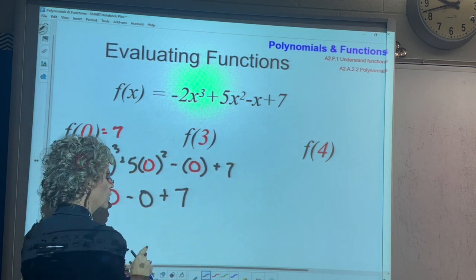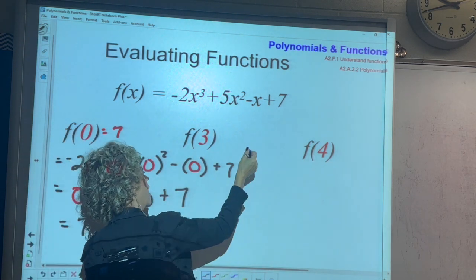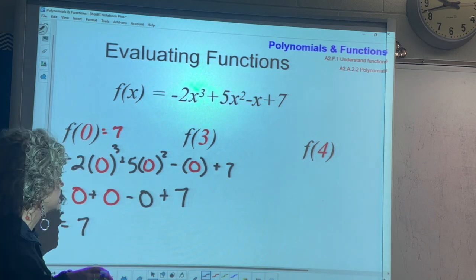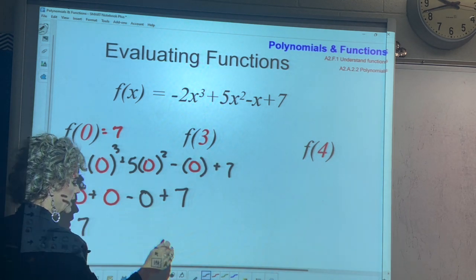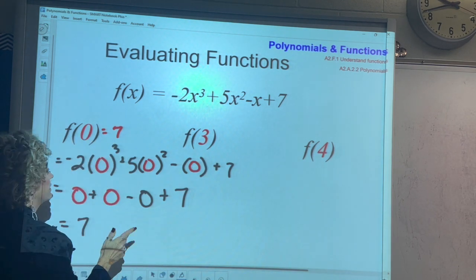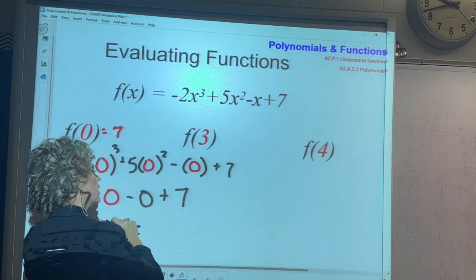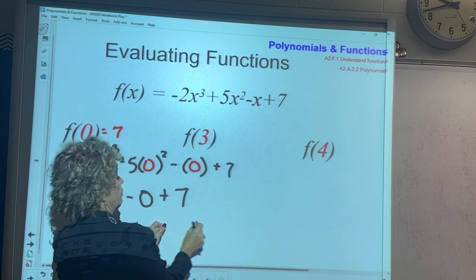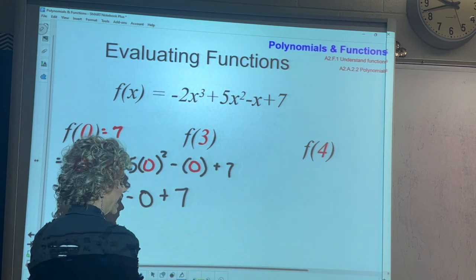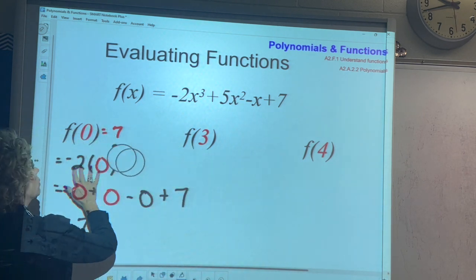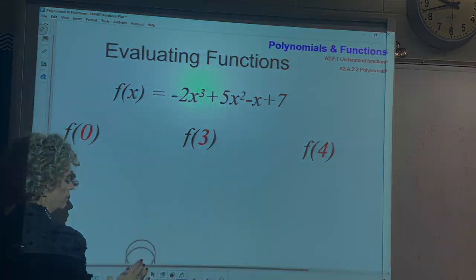If we graphed it, we go over to x, our output is going to be at 0. Okay, if we put in a 0, we get 7. If we put in a 0, we get out a 7. That means we don't move left or right, but it's going to cross right at 7. Okay, we're going to do the same thing with the 3.